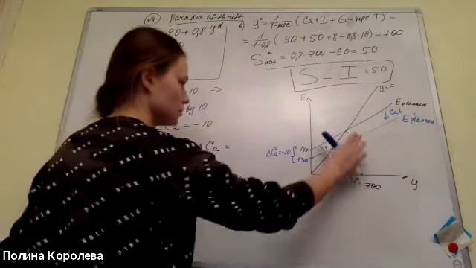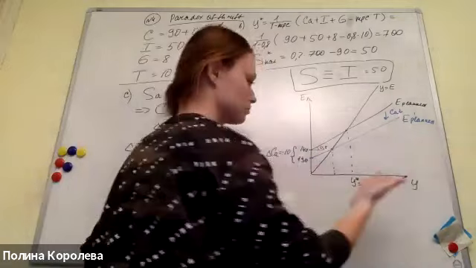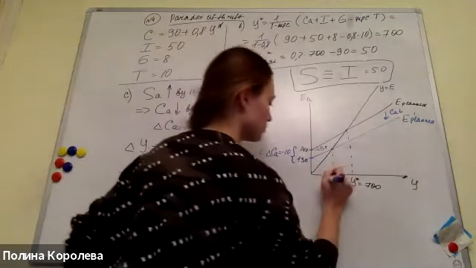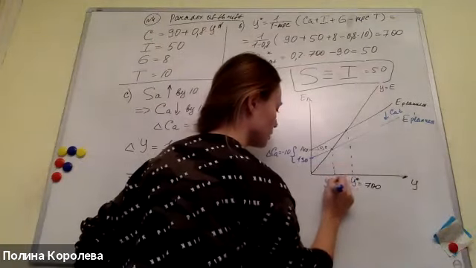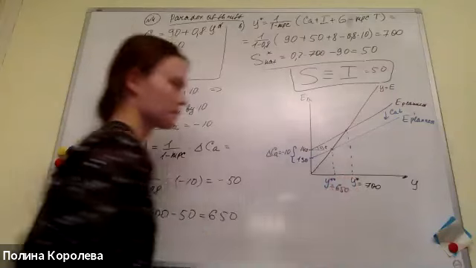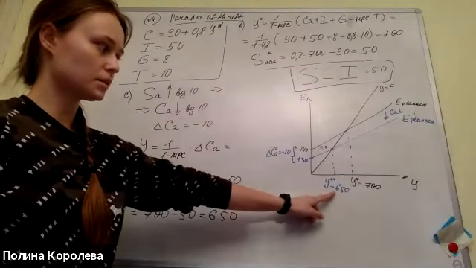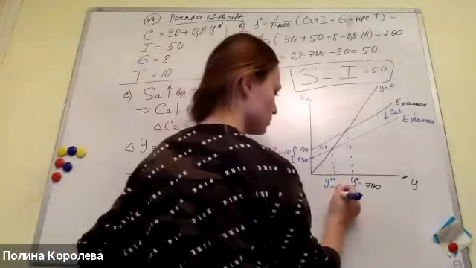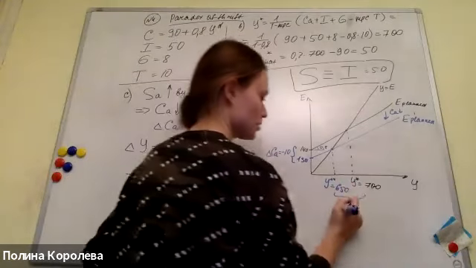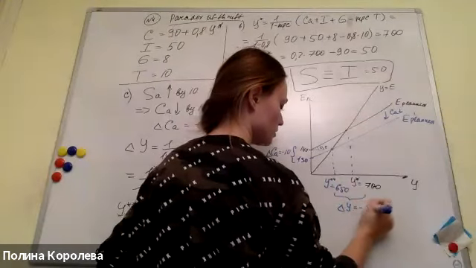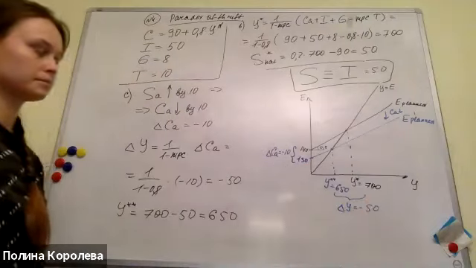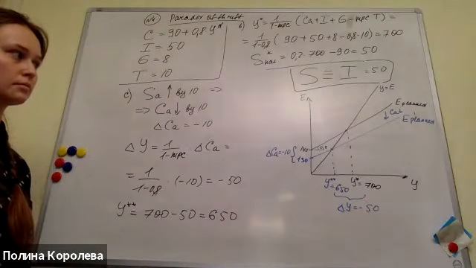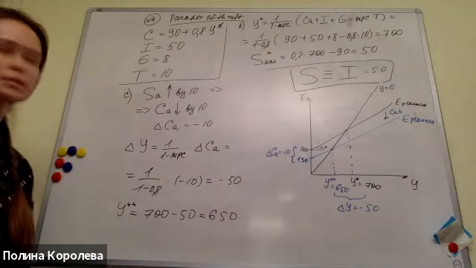Then, before. New GDP 650. And this difference is the change in GDP, minus 50. Guys, please, questions?